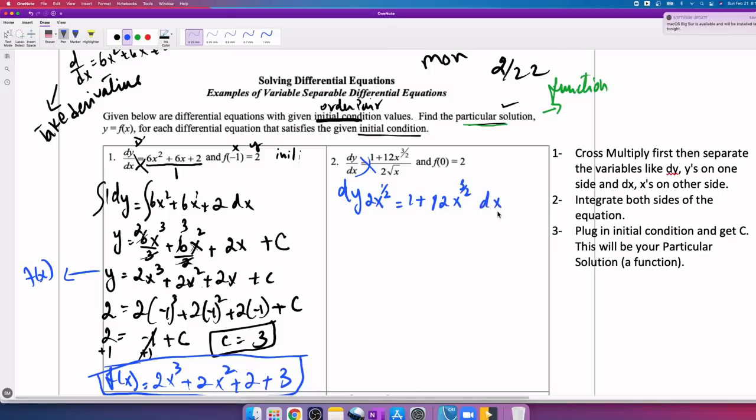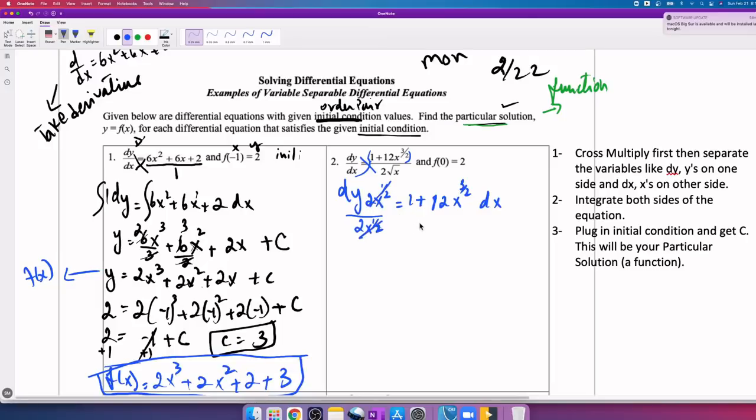Now, this one is good. This one looks good because 1 plus 12x to the power 3 over 2 is one whole function. So the whole thing goes with the dx, which is perfectly fine. This is the x variable. But this one is a kind of different thing because x is with a dy. That's not okay. So we have to divide 2x and a half on both sides.